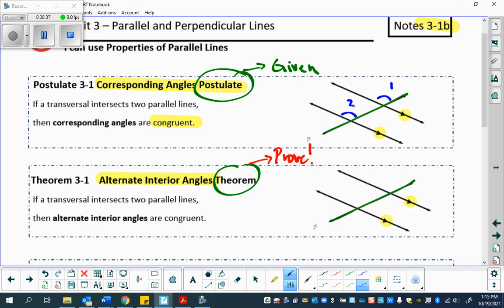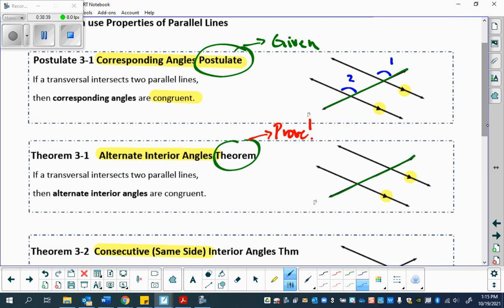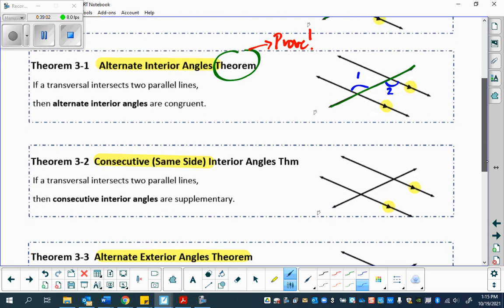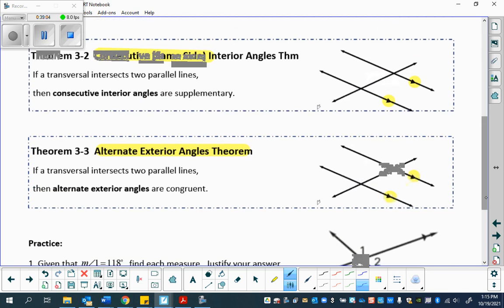Using the corresponding angles postulate, which says if you have a transversal intersecting 2 parallel lines, then all the corresponding angles are going to be congruent, we can say, oh, by the way, not only are corresponding angles congruent, but so are alternating interior angles. And scoot down to the bottom, alternating exterior angles.